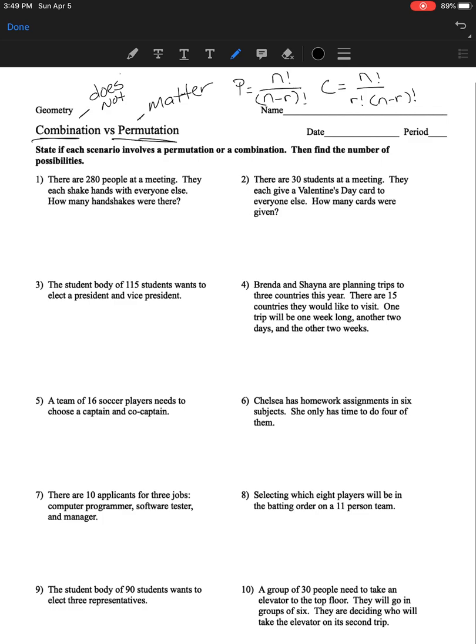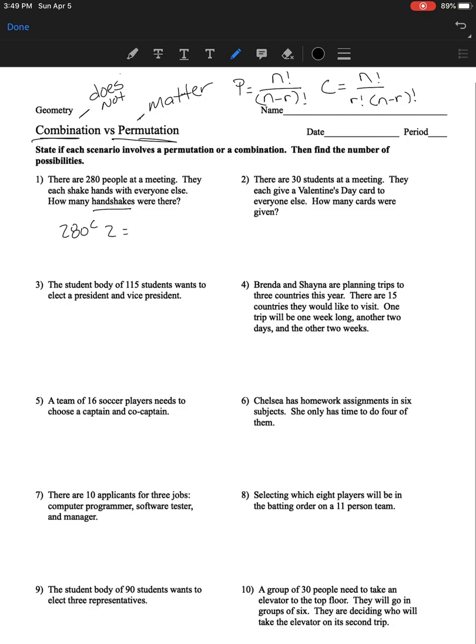Okay, so number one, we've got 280 people hanging out and they're going to shake hands with each other. Here's the kicker with this. If they are going to shake hands, according to our textbook, this is a combination. It doesn't matter, because I'm shaking hands with everybody. So the big number is 280, and with the handshake, we're only shaking hands with two people at a time, so our little number is 2.